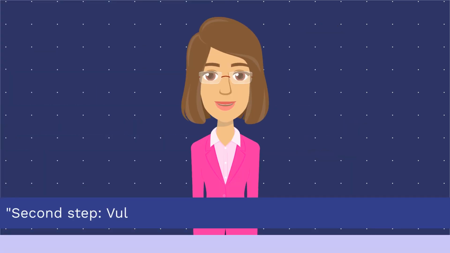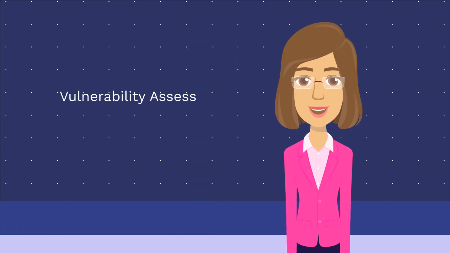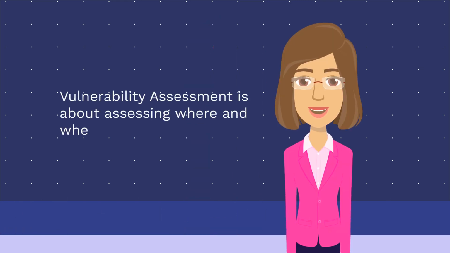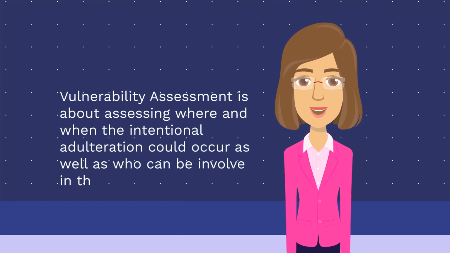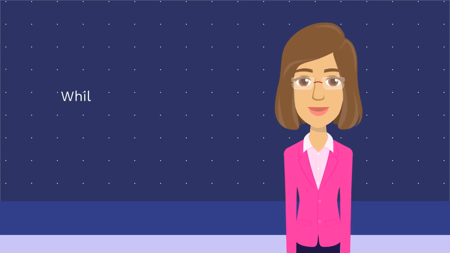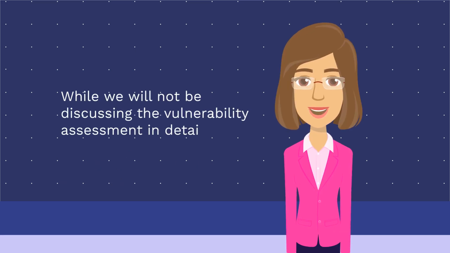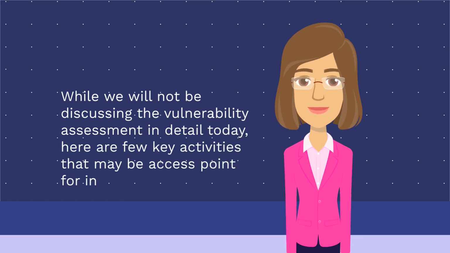Second step, vulnerability assessment. Vulnerability assessment is about assessing where and when the intentional adulteration could occur, as well as who can be involved in the activities. While we will not be discussing the vulnerability assessment in detail today, here are a few key activities that may be access points for intentional adulteration.